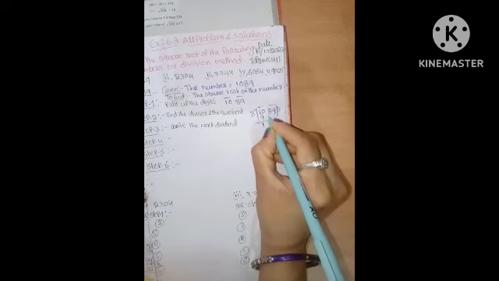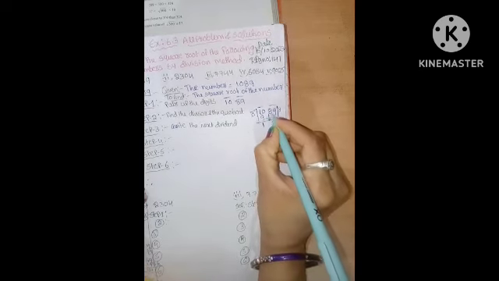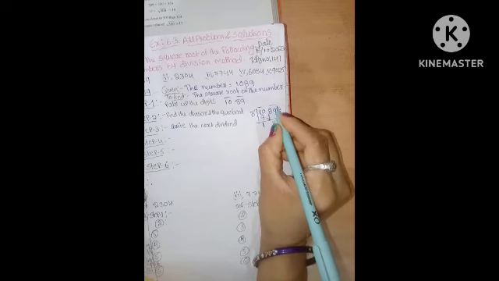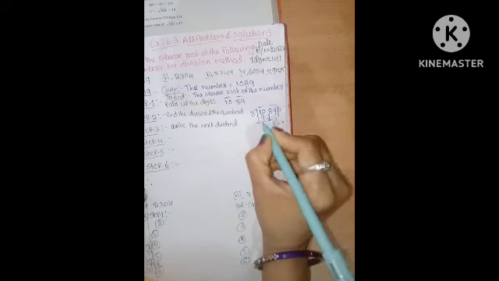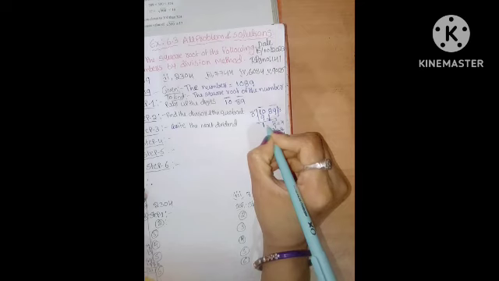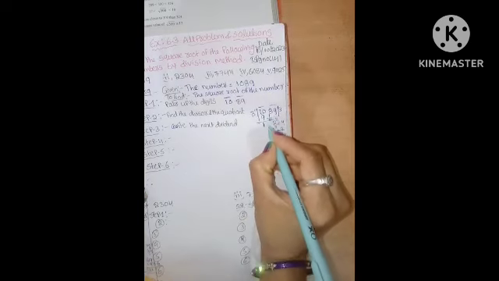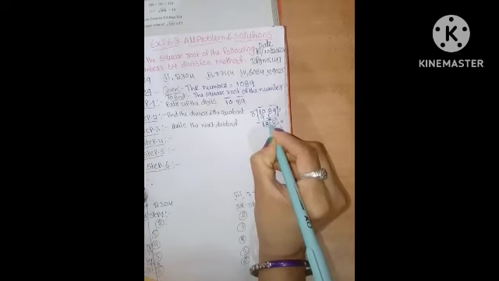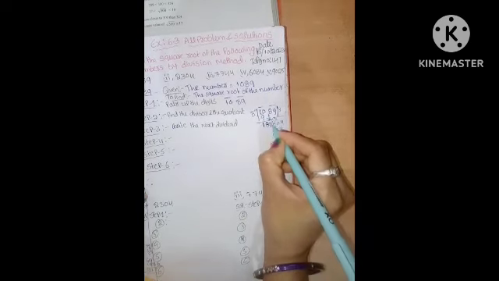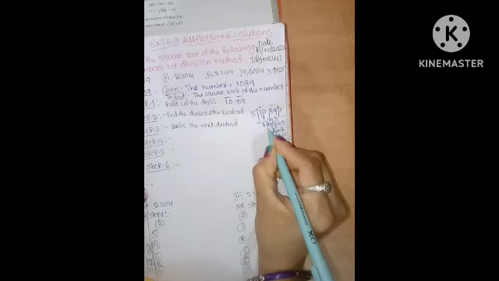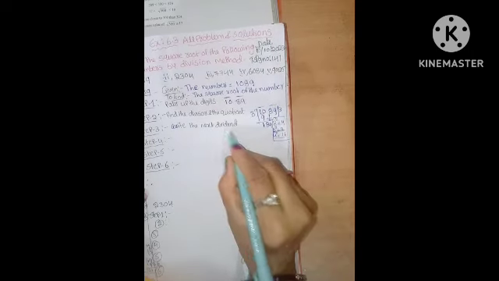Bring down the next pair. This is the next pair, 89. You have to write it on the right side of the remainder. This will be the new dividend. This is the next pair, this one only. Are you clear, Gagan Sai? This is the new dividend.